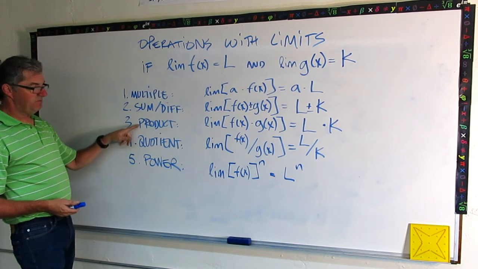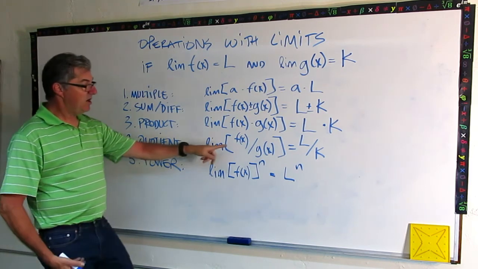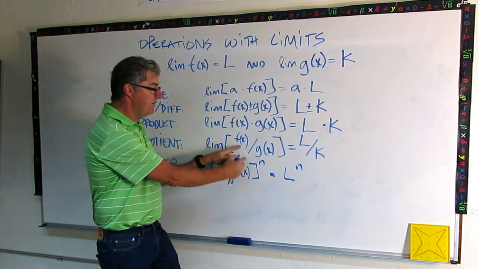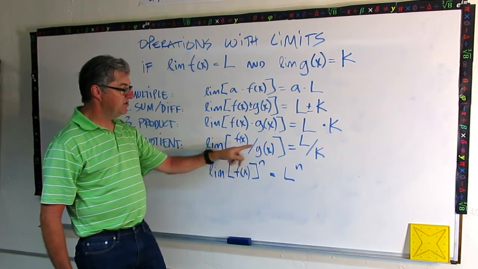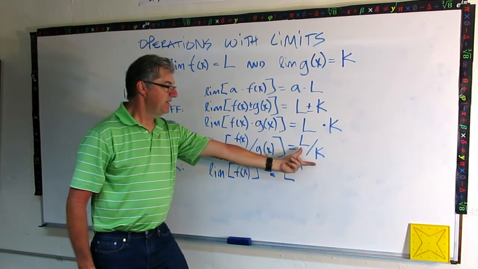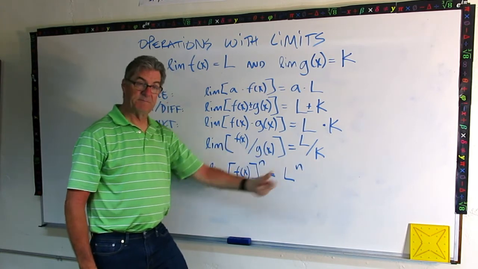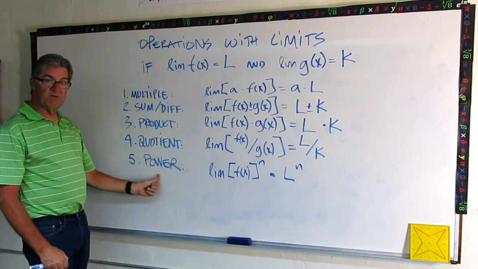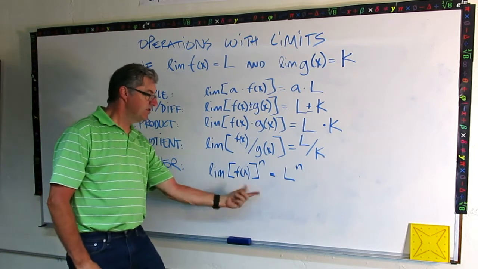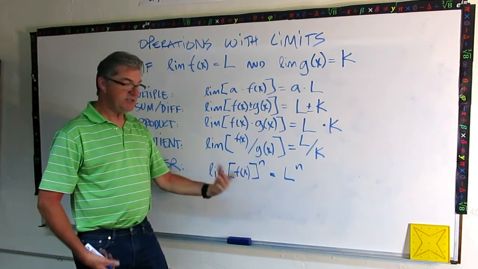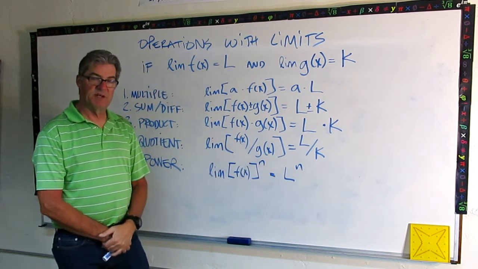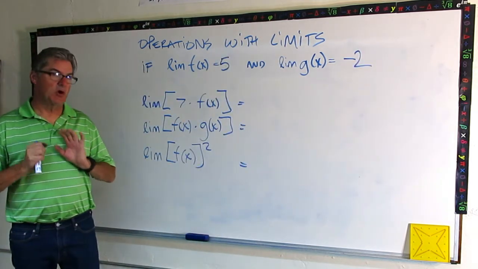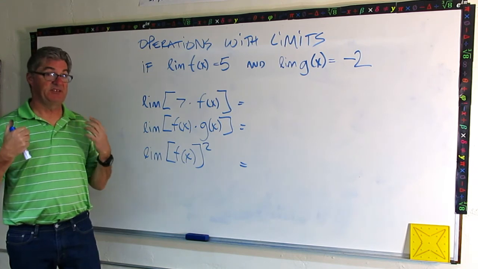Quotient is just the reverse of product. If you take the limit of one function divided by another function, you just need to find the limit of the top function, the limit of the bottom function, and then divide those two limits together. Lastly, the power rule is the limit of some function raised to a power. It's just going to be the limit of that function, L, raised to the power n. And that's pretty simple.